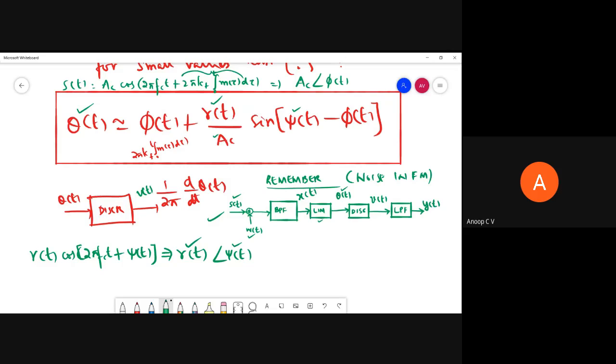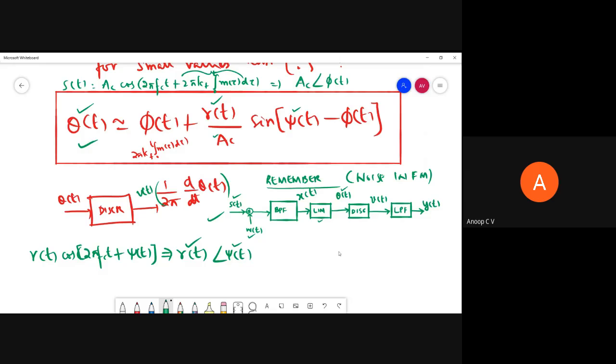So we found this is our theta of t. I'm not discussing again how we got theta of t. We used a phasor approach, representing it as a phasor, and after applying some simplifications or assumptions, we came to this result for theta of t. Now this theta of t is given to the discriminator. The discriminator output, if it is v of t, as we discussed in the last class, will be 1 by 2 pi d by dt of theta of t.